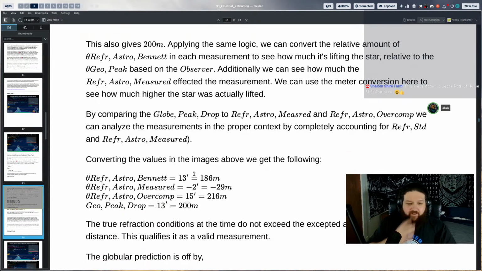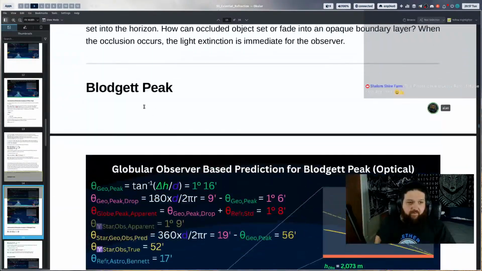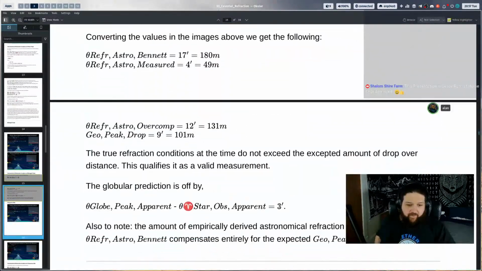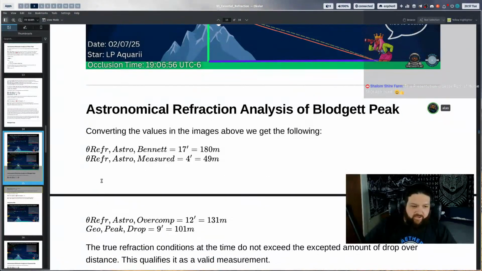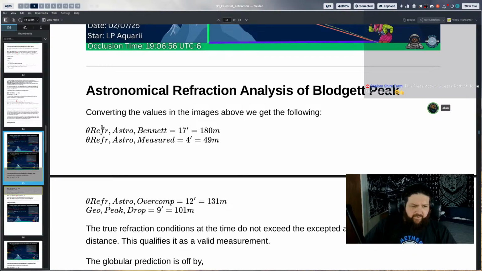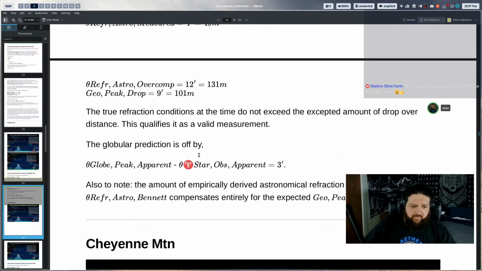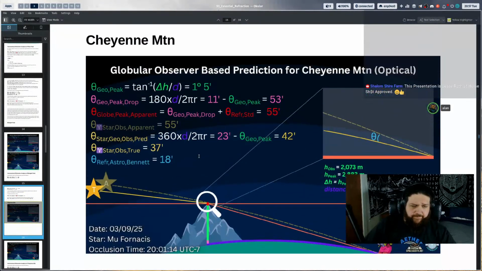We're seeing it every time we scroll down. Another one, Blodgett Peak. Look, they're going to be off by 3 arc minutes now because they don't have terrestrial refraction, so they're under and over for the correction. It's insane. Every time. So we have the drop over distance here giving us 101 meters for Blodgett Peak, 49 meters in lift. Actually, I think I did Blodgett Peak already. We're on Cheyenne Mountain now.